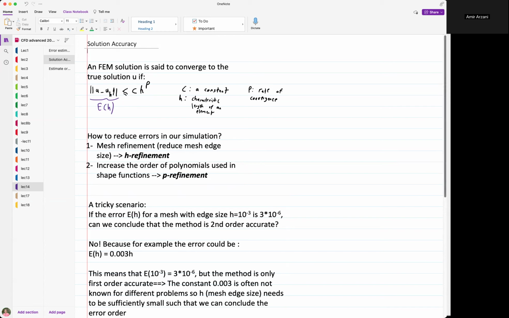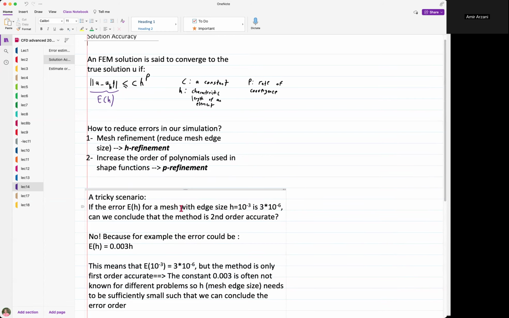Now, a tricky scenario is this: if we specify a small edge size, let's say 10 to the power minus 3, and then we get some error, right? So if you look at these two numbers, an error on the order of 10 to the power minus 6 corresponding to an edge size of 10 to the power minus 3, we might be tempted to conclude that our method is second order accurate. But that's not necessarily true, because we don't know what this constant C is. Because of that, we really need more rigorous approaches for estimating the order of accuracy or rate of convergence of our scheme. And we'll talk about that next.